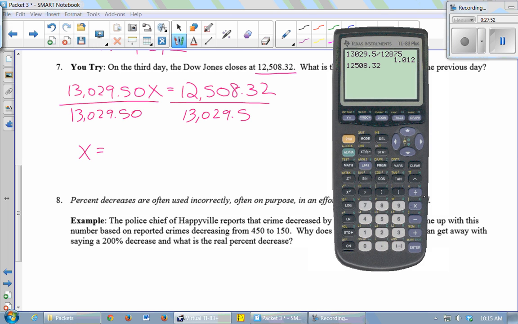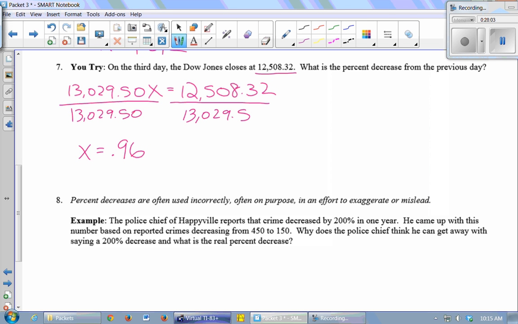12,508.32 divided by 13,029.5, and I get 0.96. So what does that mean? 0.96 as a percent, change that to a percent, what is it? 96%, right? So that means that if I take 96% of one day's Dow, I get the next day's Dow.